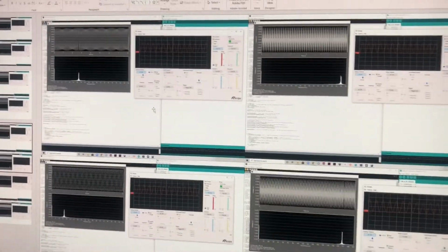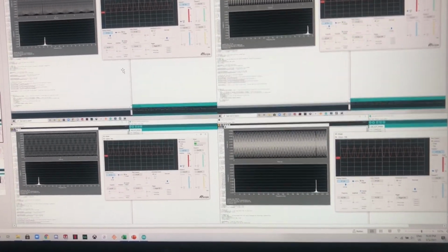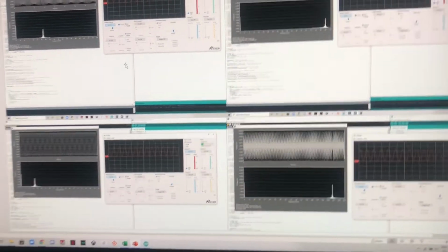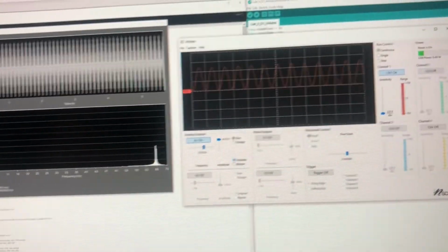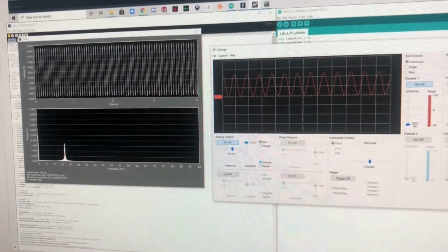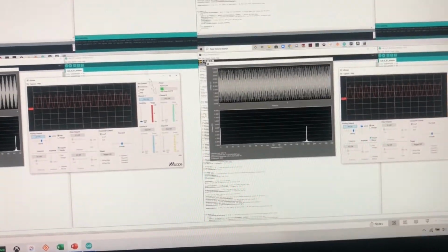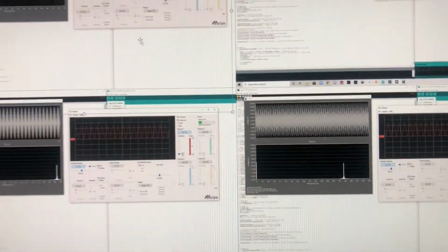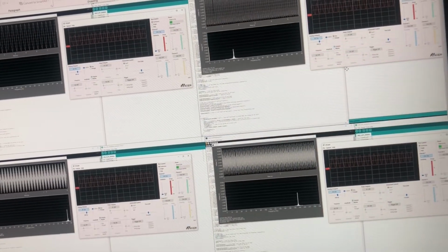These are my graphs for 215 hertz. Same order applies. These are my graphs for 300 hertz. Same order again applies.